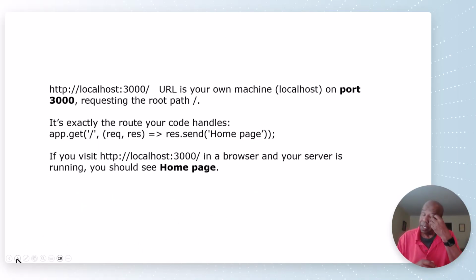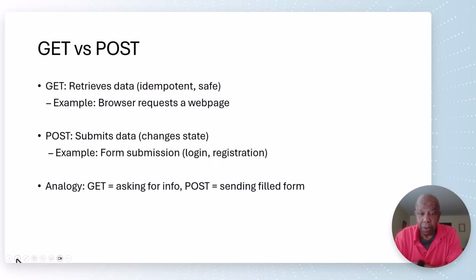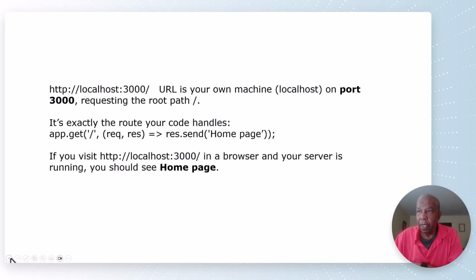Looking at this, we're talking about http://localhost:3000. The URL is your own machine, localhost, on port 3000, requesting the root path, slash. It's exactly the route your code handles with app.get. We'll go into more detail on this, but the slash is basically saying, where is the route?